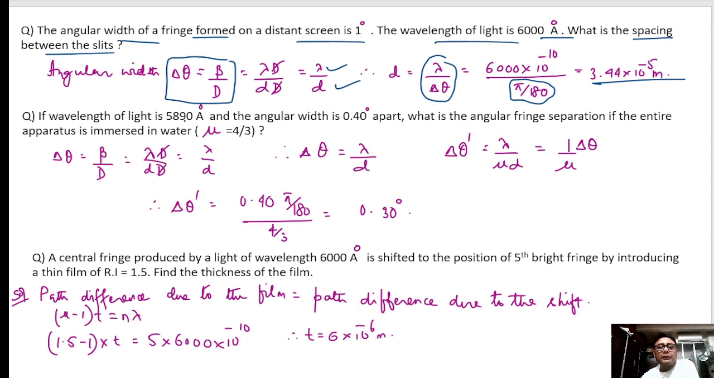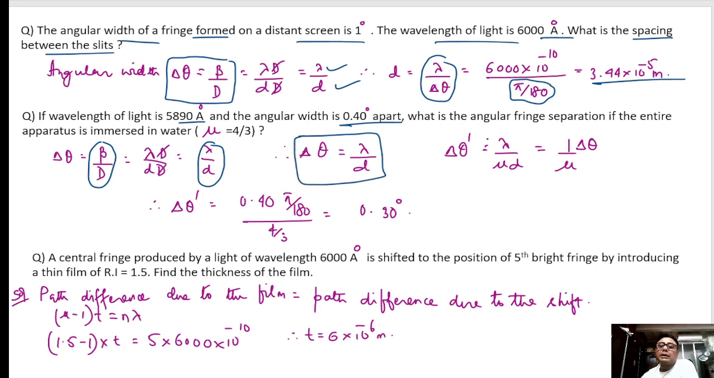Next, the wavelength of light is given to us. Angular width is given to us. Angular width, as I told you, is beta by d, which is also lambda by d. Angular width is this lambda by d.